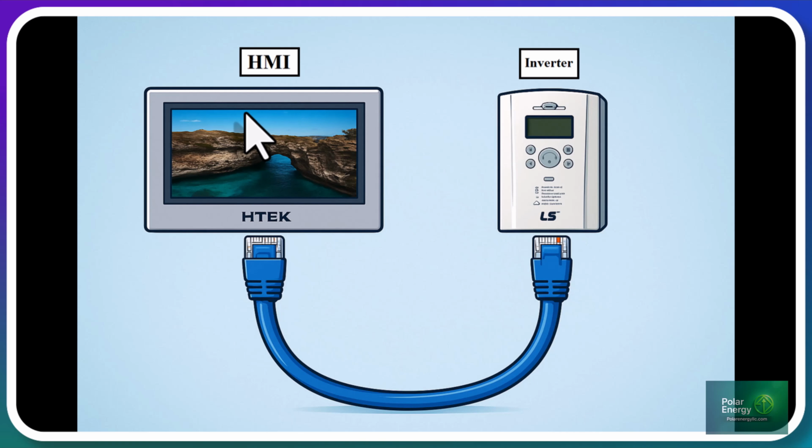So, in this video, we learned how to configure the Ethernet port of the HITEK HMI. We learned how to set the HMI's IP address, how to handle addressing, and we were also able to communicate with an LS7 inverter and send the desired values to the inverter.